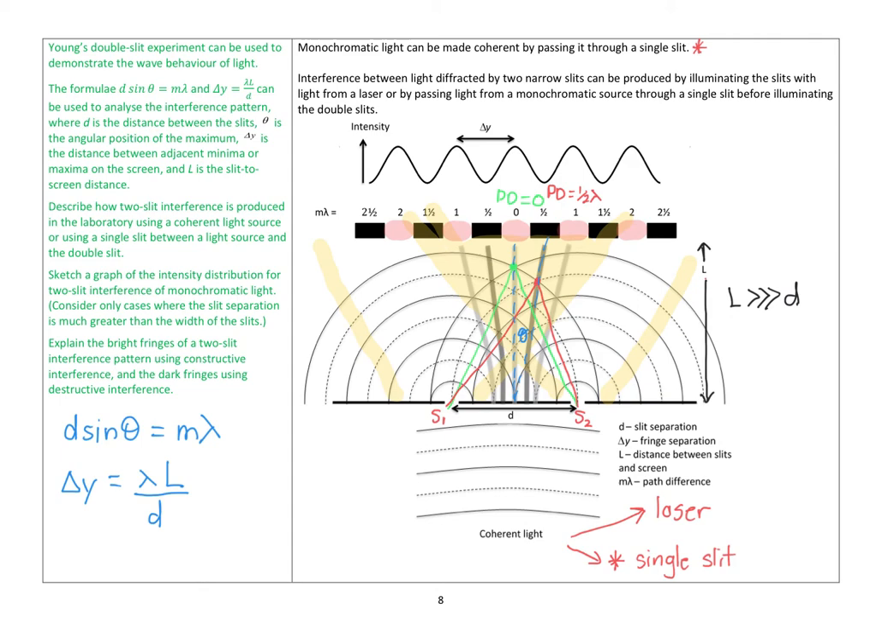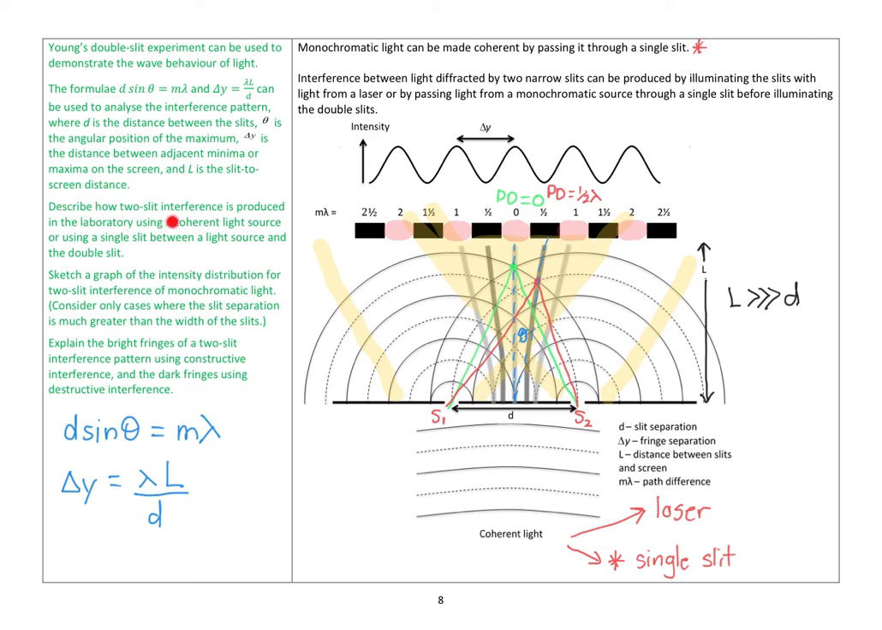So, hopefully now, let's just double check, we know everything the SACE board says we need to know, and we can do everything they want us to do. Young's double slit experiment can be used to demonstrate the wave behaviour of light. The formula d sine theta equals m lambda and delta y equals lambda L on D can be used to analyse the interference pattern where D is the distance between the slits. Theta is the angular position of the maximum or minimum. Delta Y is the distance between the adjacent minima on the screen, and L is the slit to screen distance.